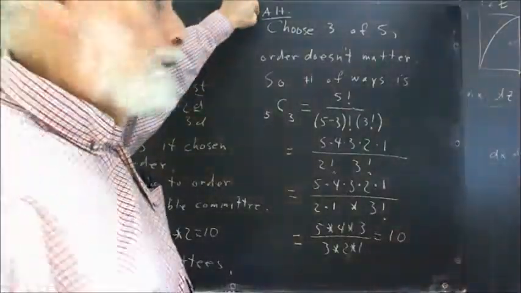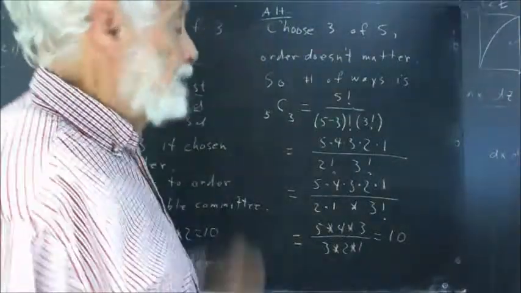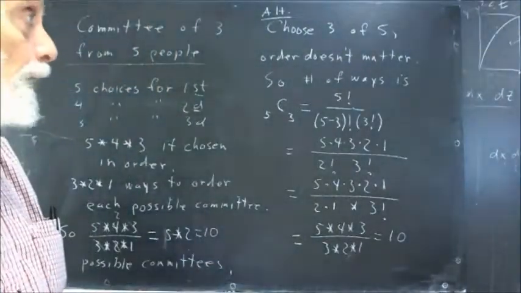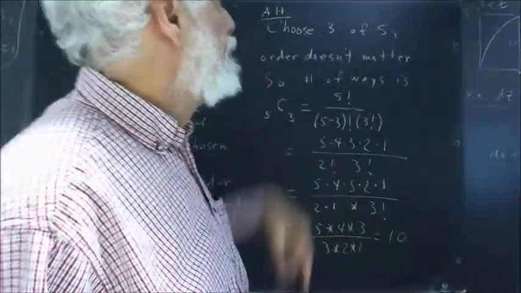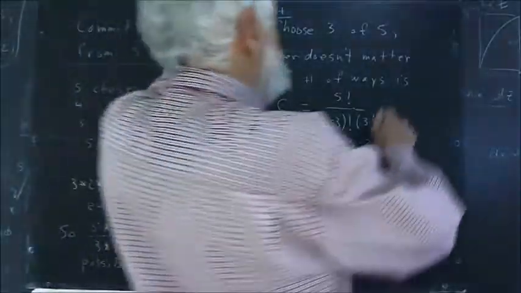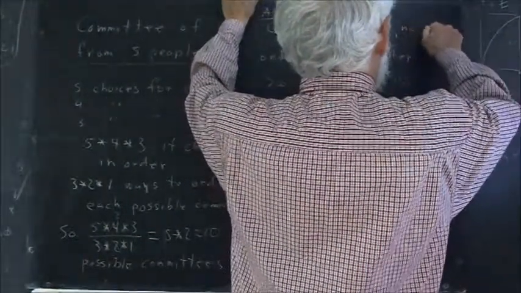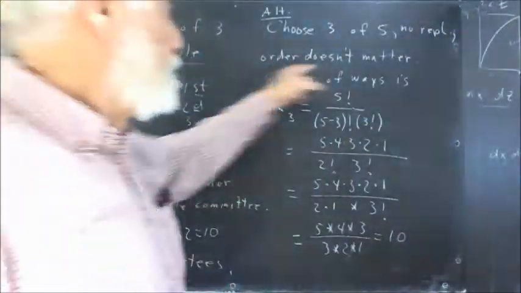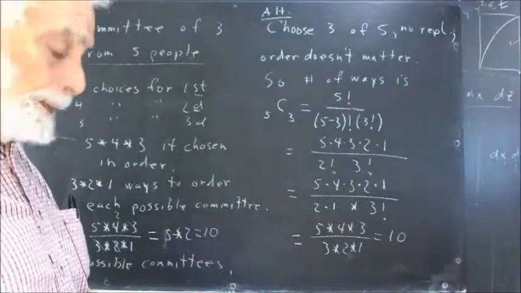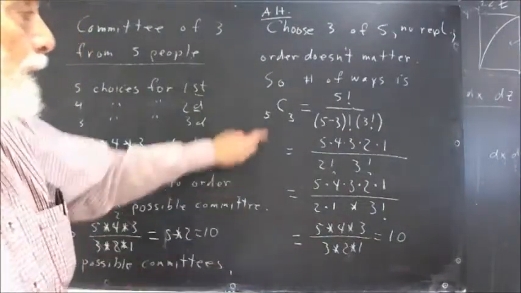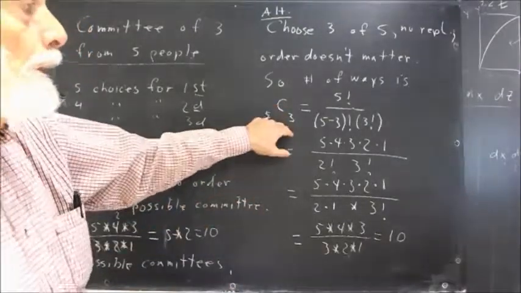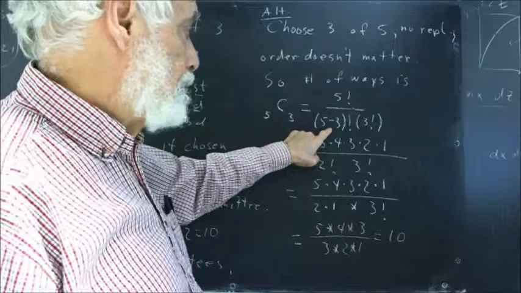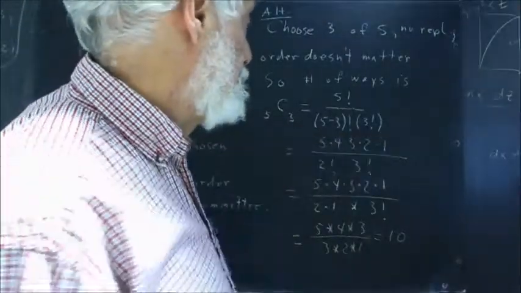Alternatively, now we've talked about permutations and combinations. We see that what we're doing is choosing 3 out of 5 with no replacement, in which the order doesn't matter. So the number of ways to do this is what? It's the combination, 3 out of 5. 5C3 is 5 factorial over 5 minus 3 factorial times 3 factorial.